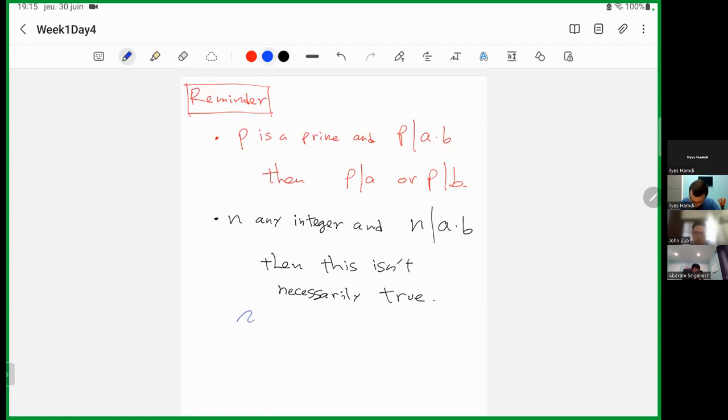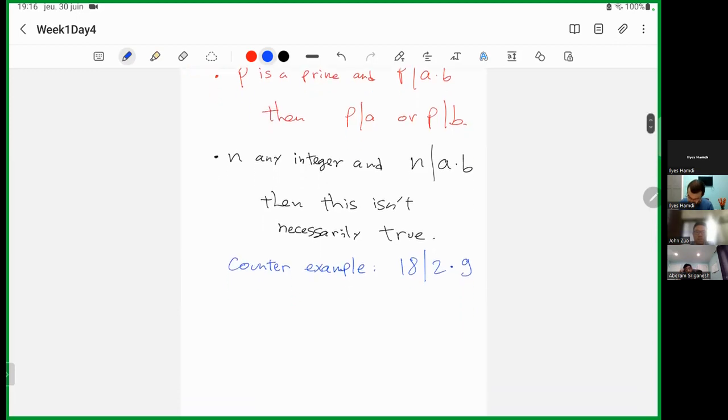Did you guys find one? Oh, you didn't. Why? Oh, okay, good. Yeah, exactly. For example, 18 divides 2 times 9. Of course, because 2 times 9 is equal to 18, right? But then 18 doesn't divide 2, and at the same time, 18 doesn't divide 9, right? Because 18 is bigger than those numbers.